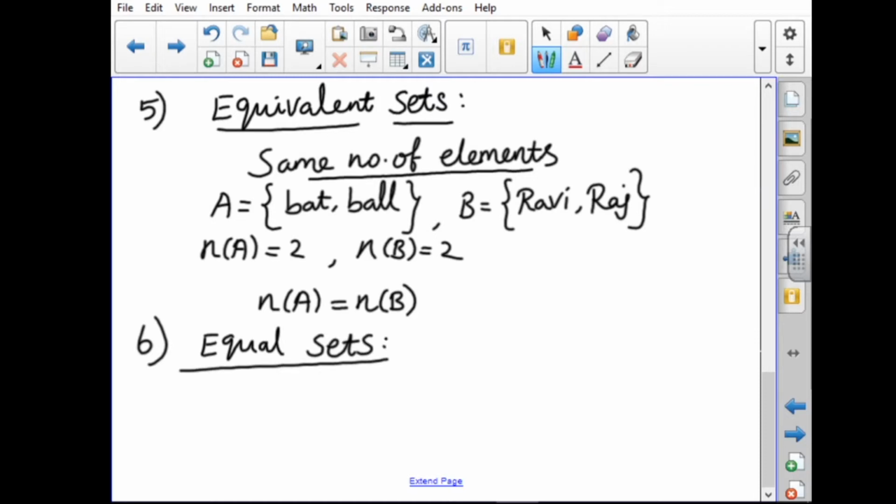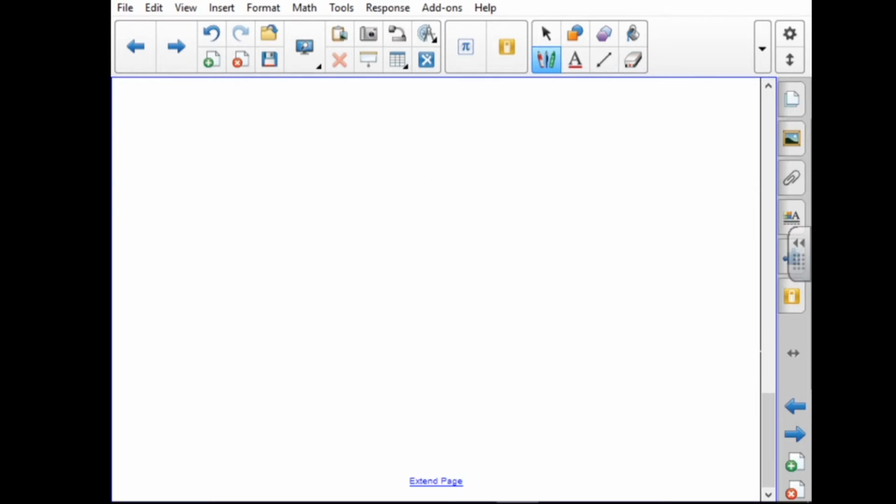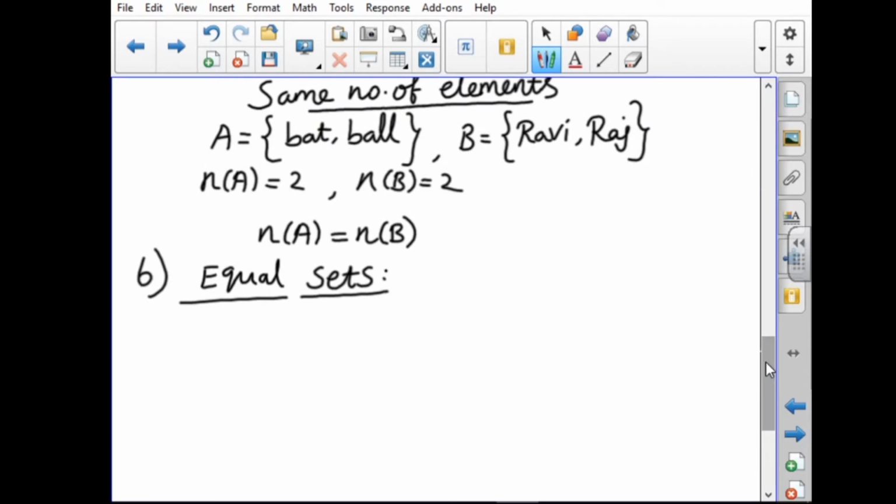Equal sets means the two sets are said to be equal if they contain exactly the same elements. Here, same number of elements; here, same elements. Okay, you should know the difference between the two. Equivalent set means the number of elements should be equal. For equal sets, all the elements should be equal. Exactly the same elements.